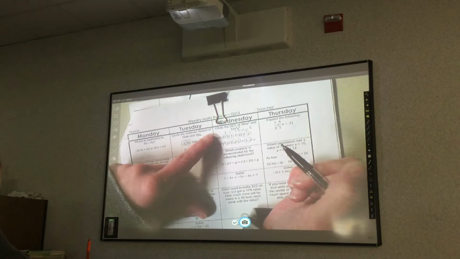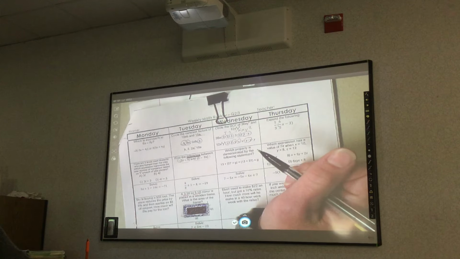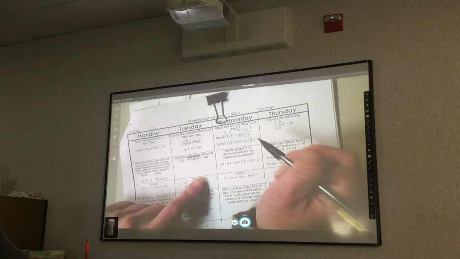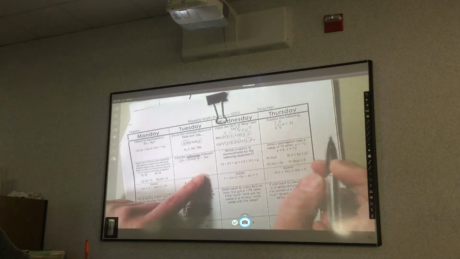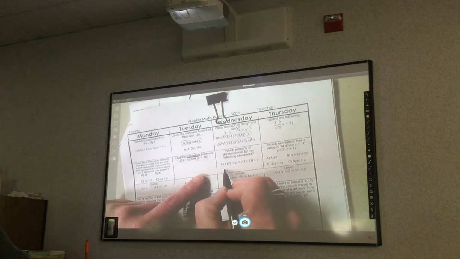because there are 2 y's. Which property is demonstrated by the following? We moved the parentheses, so it is the associative.